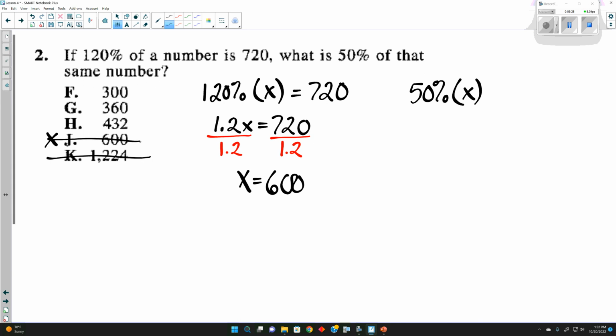So now we're taking 50% of that number, yes? Hopefully you don't have to do that in the calculator. What's 50% of 600? 300. 50% is half off, yes?